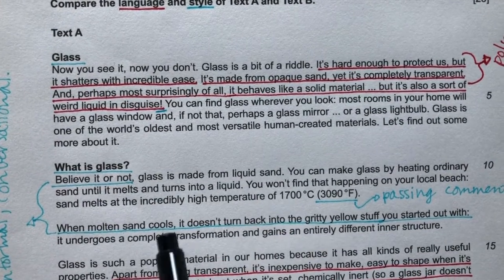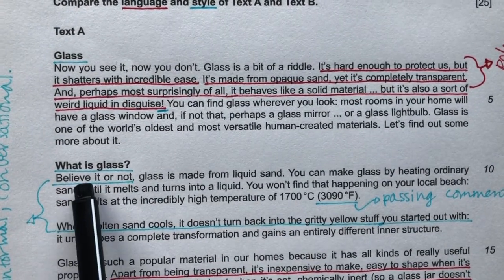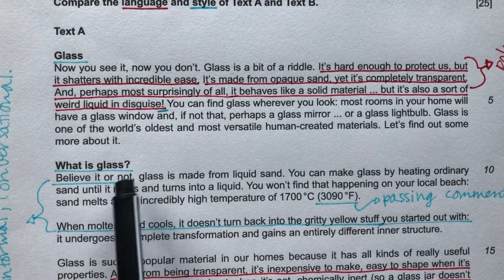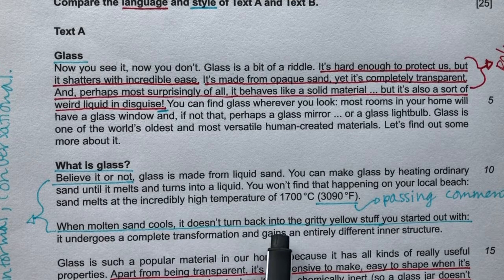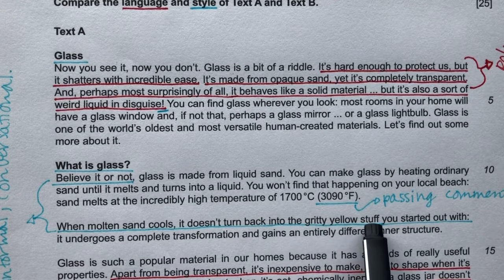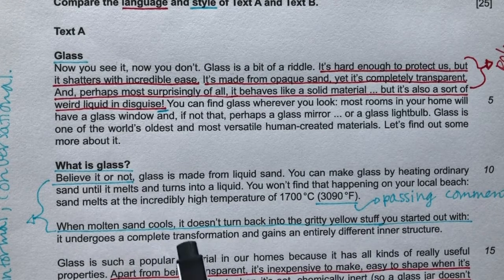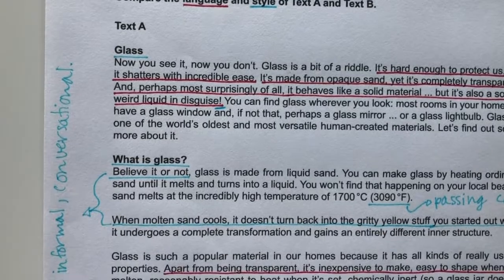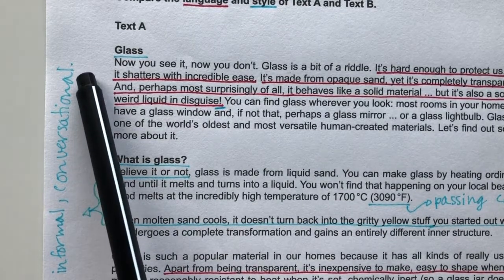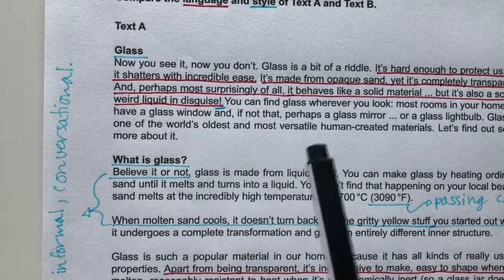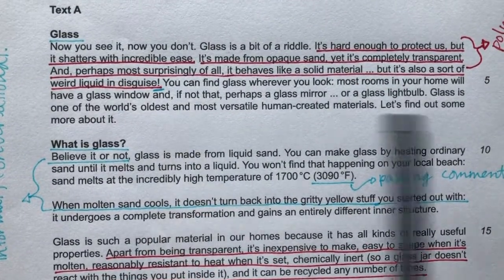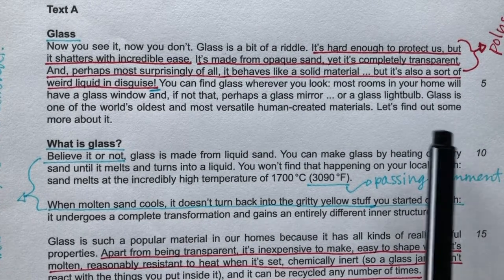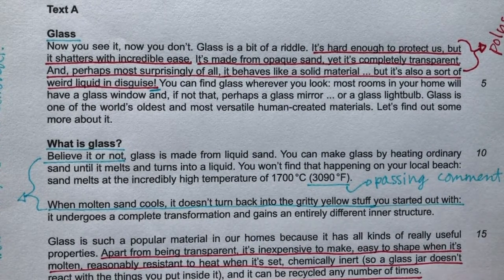Okay, and here, as far as style: believe it or not, when molten sand cools, it doesn't turn back into the gritty yellow stuff you started out with. So saying the yellow stuff and believe it or not, it's very informal, right? It's informal and conversational. The writer, the author, is speaking to the reader in a very laid back way, as if you're just talking to a friend.